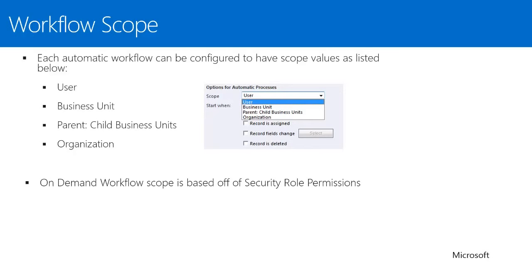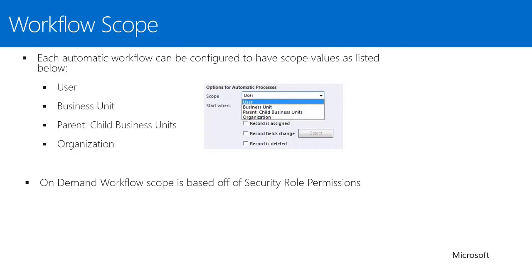By selecting business unit as the scope, the workflow will only execute for the users within the workflow owner's business unit. Selecting parent-child business unit as the scope will execute for users in the user's business unit and records with ownership in a child business unit of the workflow owner's business unit. And then the last option, by selecting organization as the scope, the workflow will execute on any record in the organization, no matter what security roles and rights the user has. As long as they trigger the workflow, it'll run as long as it's set to organization.